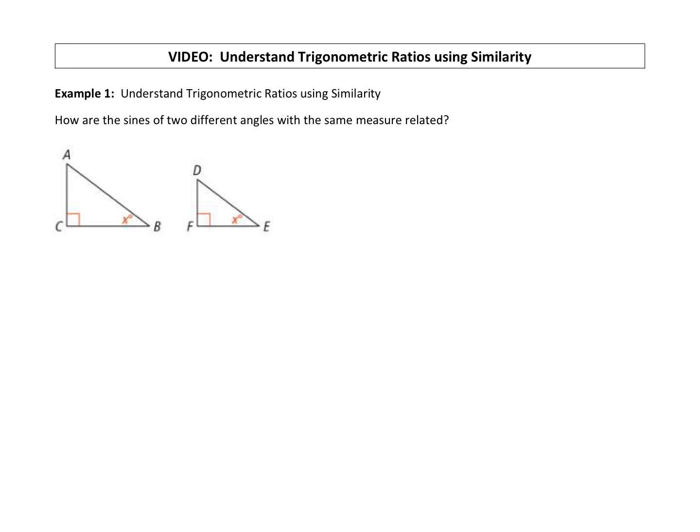So for our first example, we are going to look at understanding the trigonometric ratios using similarity. We just finished a whole similarity unit, so we're going to relate that to our new material. Our question is, how are the sines, so our sine function, of two different angles with the same measure related? All right, well, first, let's determine if we have similar triangles.